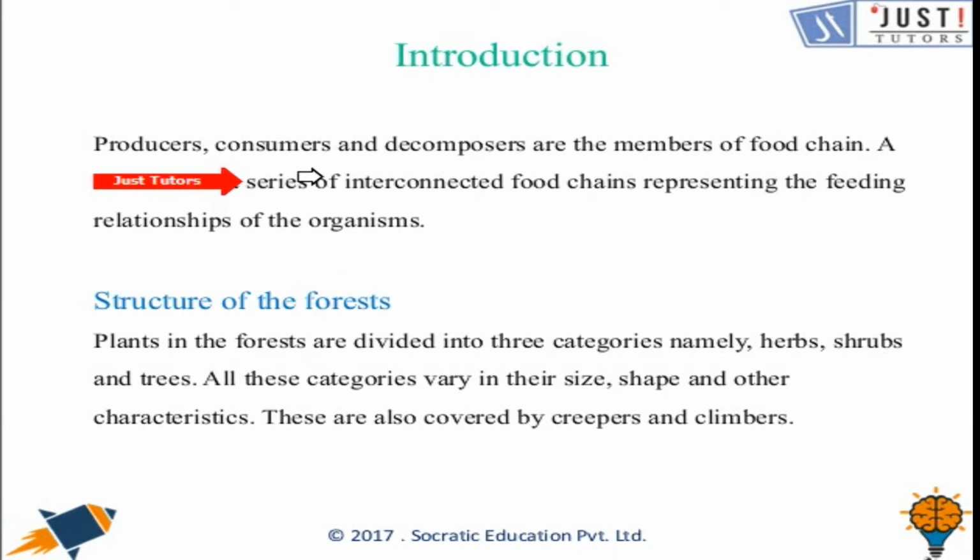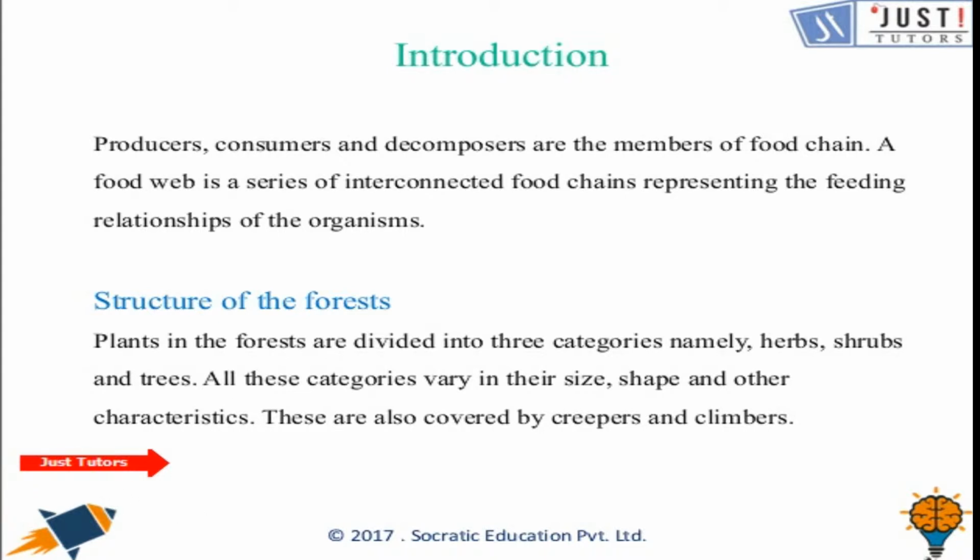Producers, consumers, and decomposers are the members of the food chain. A food web is a series of interconnected food chains representing the feeding relationships of the organisms. If we talk about structures of the forest, plants in the forest are divided into three categories, namely herbs, shrubs, and trees. All of these vary in their size, shape, and other characteristics.